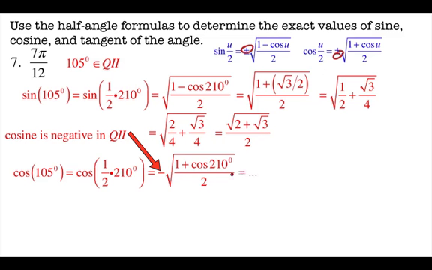From here, I just simplify. I'm going to skip those steps. I trust that you can follow and end up with this result. So this is cosine of 105. Tangent.